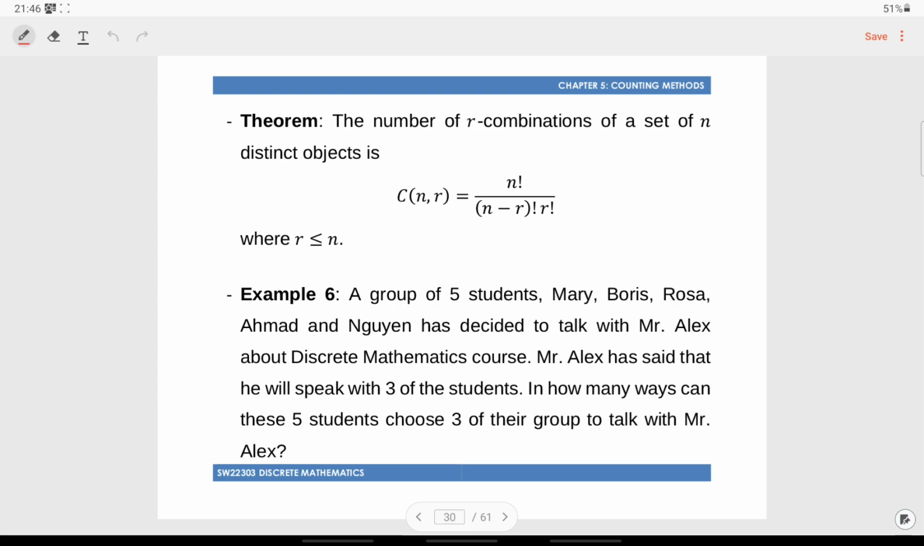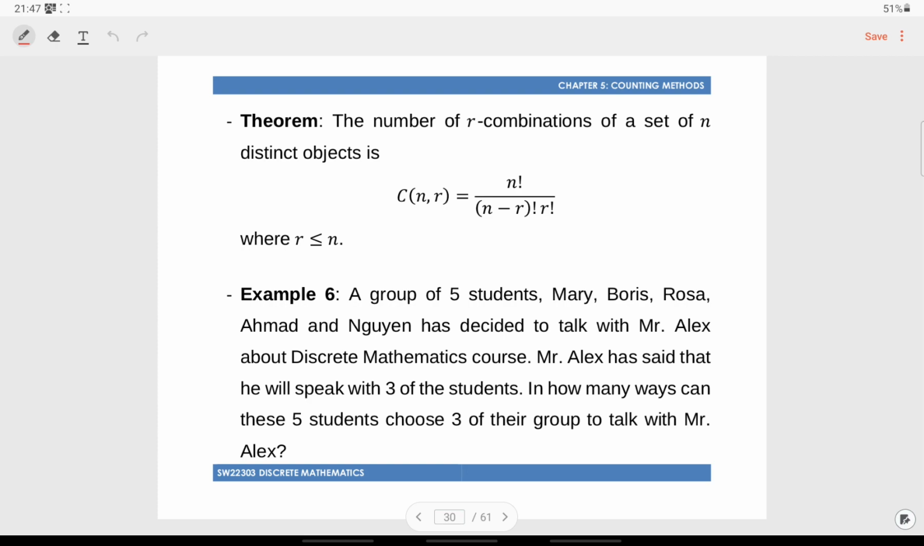A group of 5 students, Mary, Boris, Rosa, Ahmad, and Nguyen, has decided to talk with Mr. Alex about the discrete mathematics course, and Mr. Alex has said that he will speak with 3 of the students. Okay, only 3 students out of 5. In how many ways can these 5 students choose 3 of their group to talk with Mr. Alex? So first of all, we need to consider the order. Does the order matter or not?